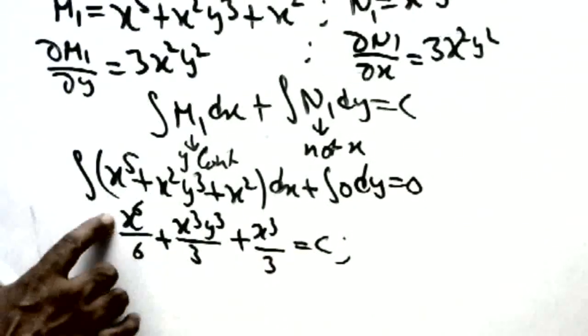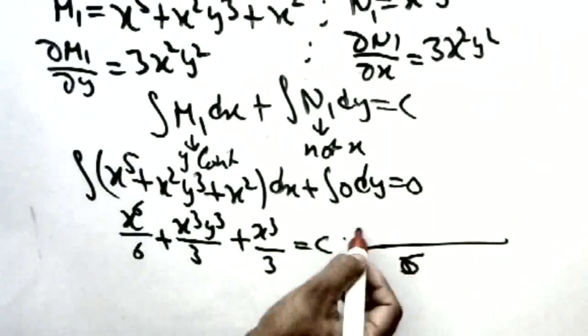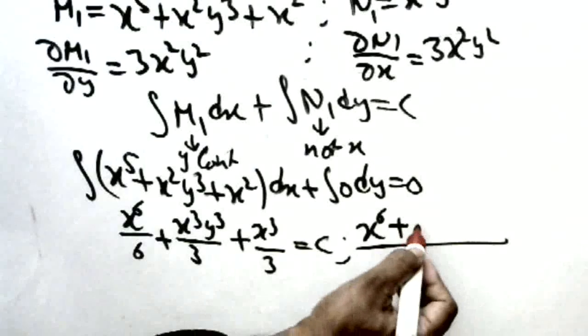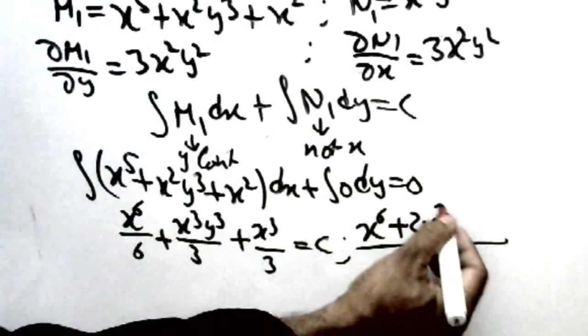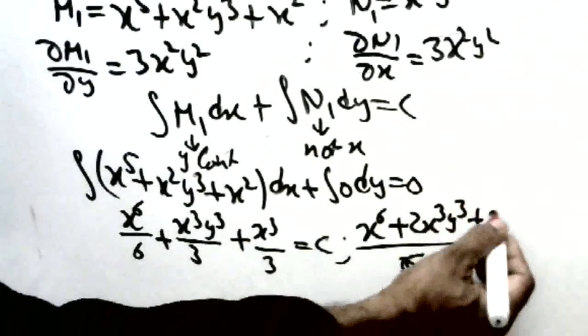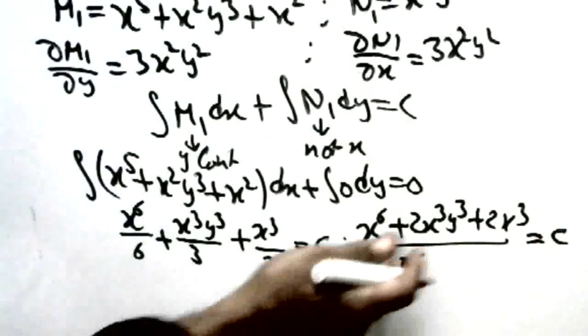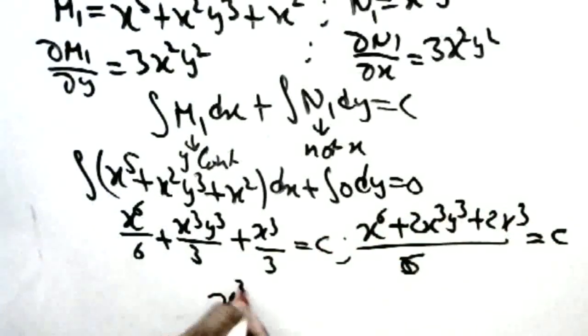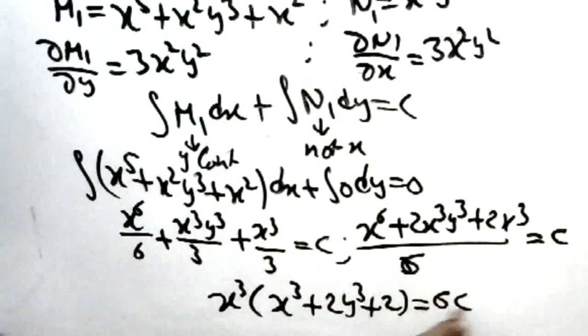So if we take LCM 6, let me take LCM 6. So this will be x power 6 plus 2x cube y cube plus 2x cube equals to 6c. Bring this 6 here and take common from all of this. We can take common x cube. So if we take common x cube, it is left with x cube plus 2y cube plus 2 equals to 6c.